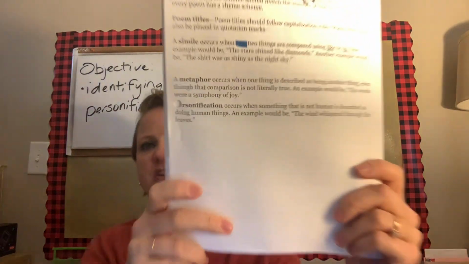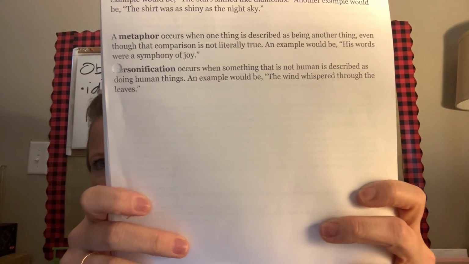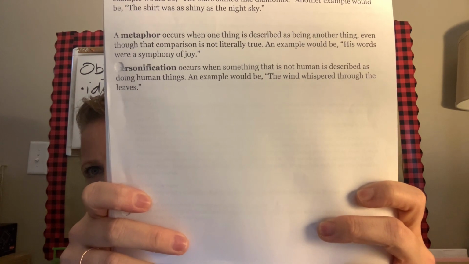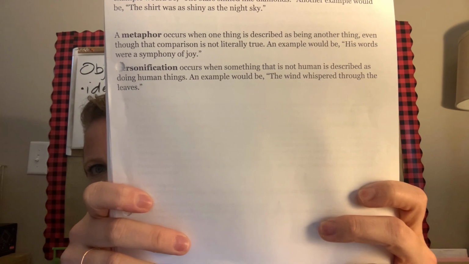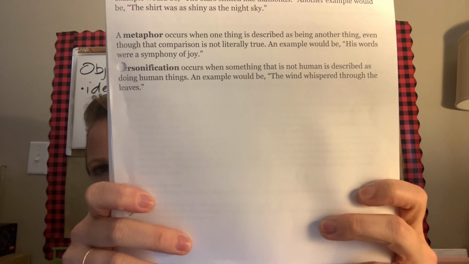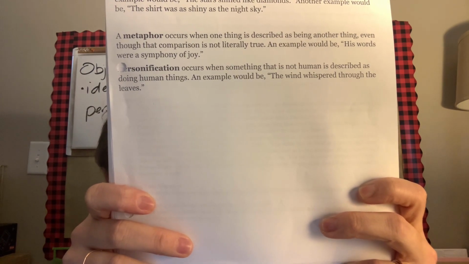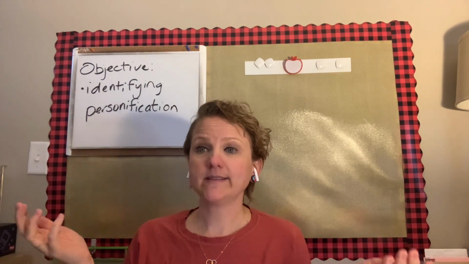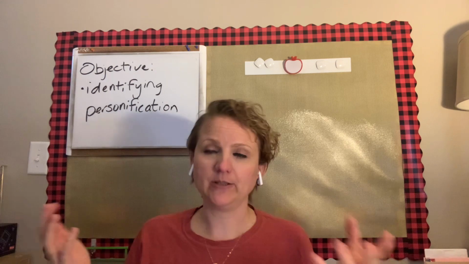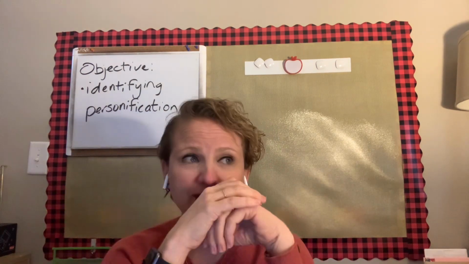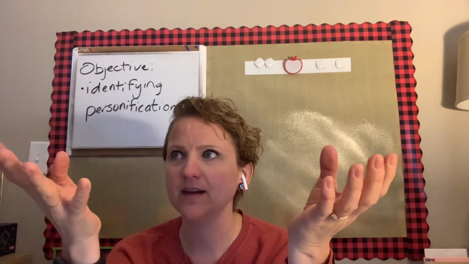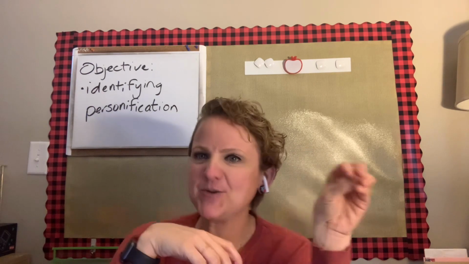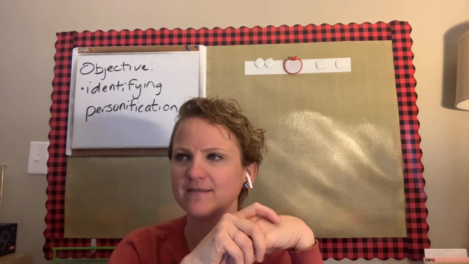So personification, it says here on our sheet, personification occurs when something that is not human is described as doing human things. An example would be, the wind whispered through the leaves. So this is an example of personification because wind doesn't have a voice, so it can't whisper or yell or scream, right? So we'd say that this is not literally true. We're taking this non-human thing, which is the wind, and we're saying that it's doing a human thing, whispering, okay?